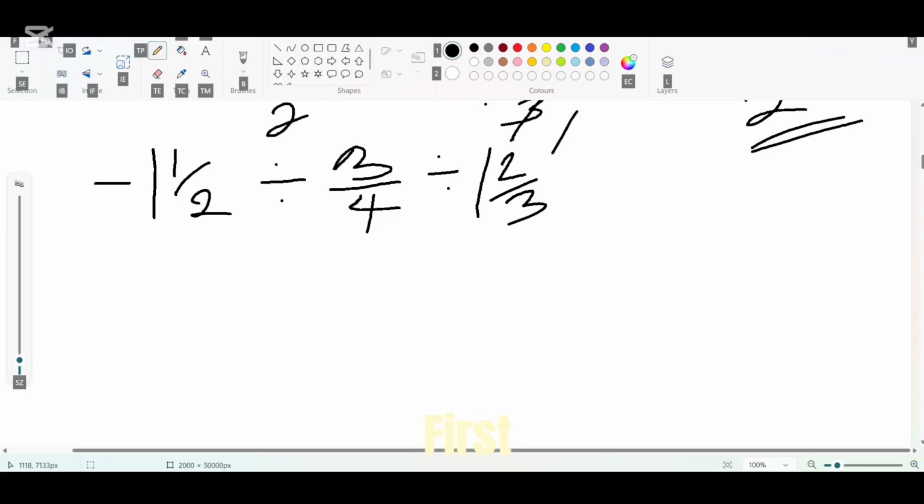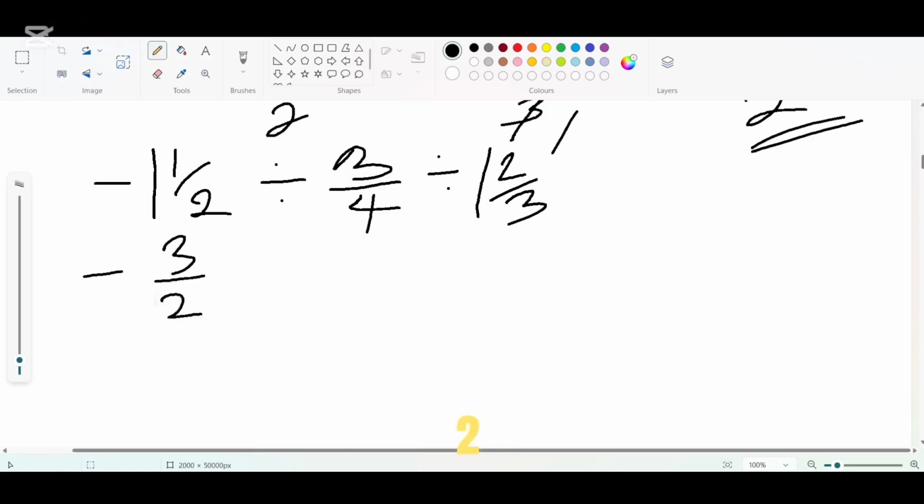Now to solve this, the first thing we need to do is change the mixed fractions to improper fractions. So 2 times 1, these 2 will multiply 1, then we add 1 to it. So that will be 3 all over 2, divided by 3 all over 4, divided by, then change this one also from mixed fraction to improper. 3 times 1, 3 plus 2, that's 5 all over 3, right?